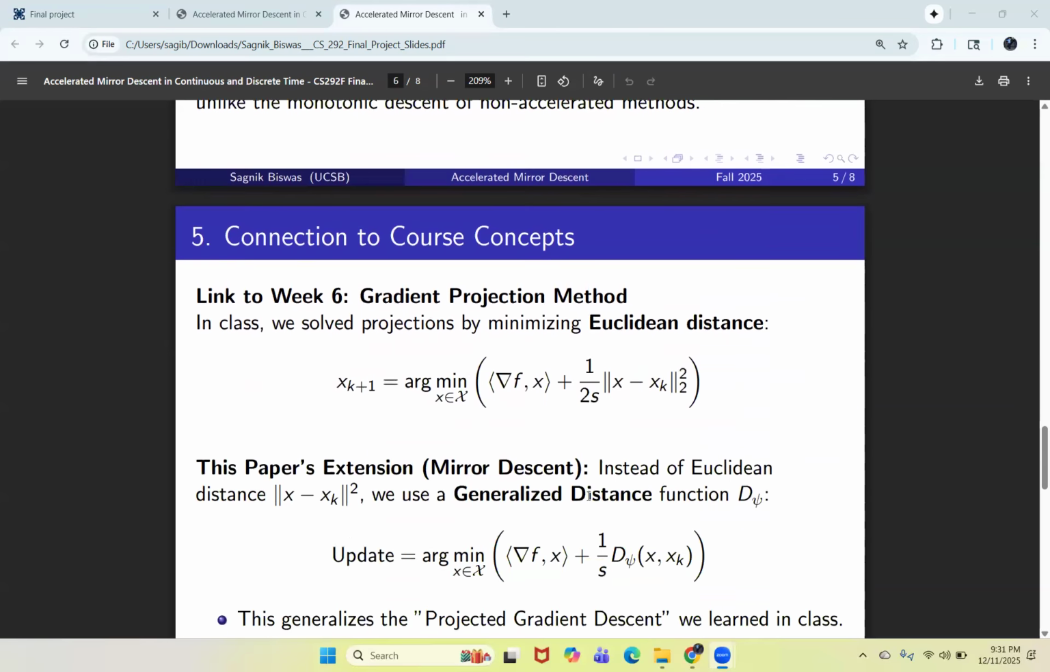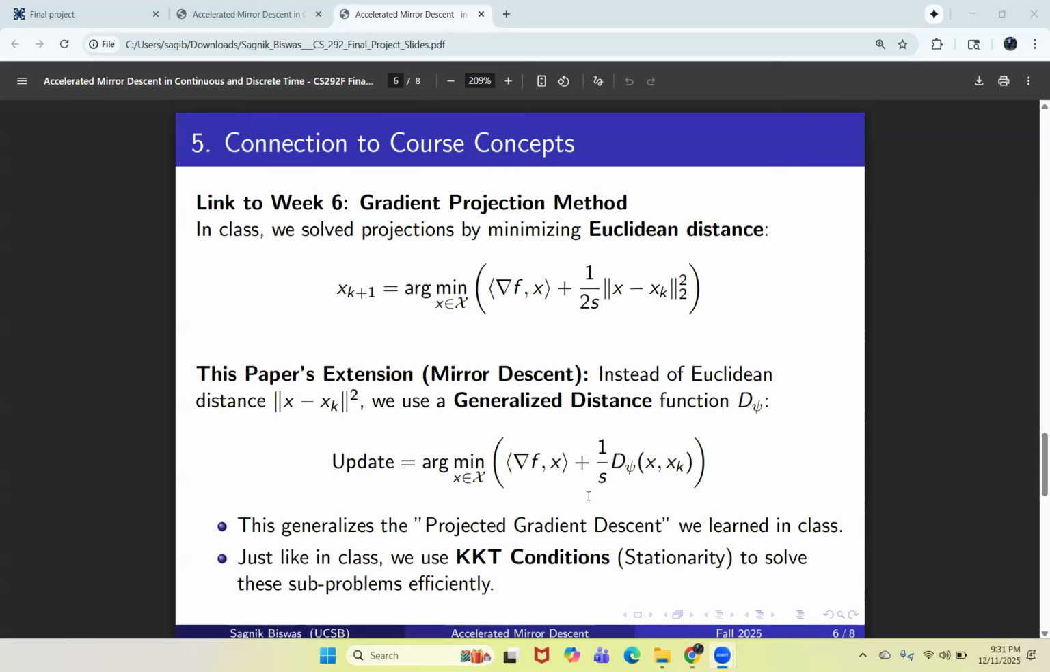And then, how does this link back to what we learned this quarter? This directly links to the material we covered in week 6, which is the gradient projection method. In class, we learned that the projection step is found by essentially minimizing the Euclidean distance, which is finding the closest point on a straight line. And we also solve these using KKT conditions.